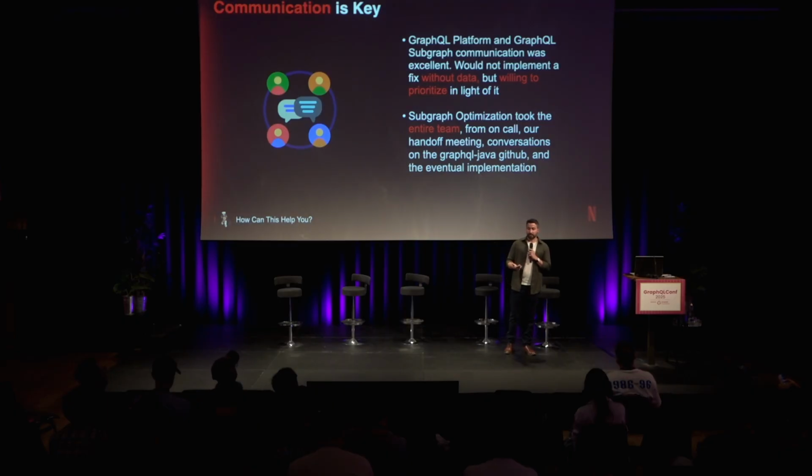From the Subgraph side, the optimization really took the entire team. That particular piece of code, like I mentioned earlier, is really tough to find, right? It's adding to a hash set in a dependency, a few layers down from your app.